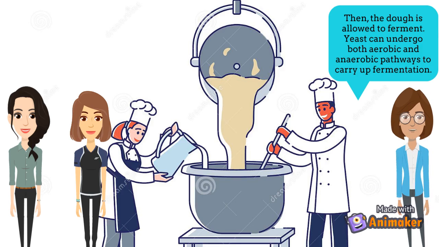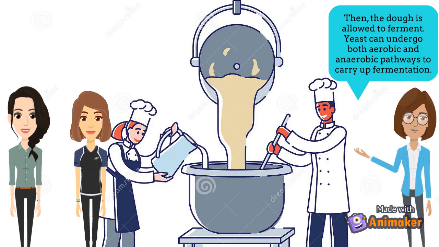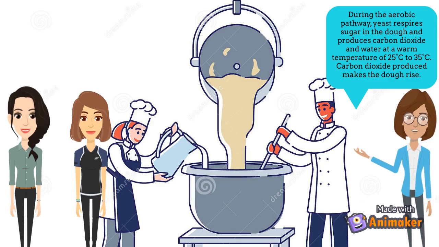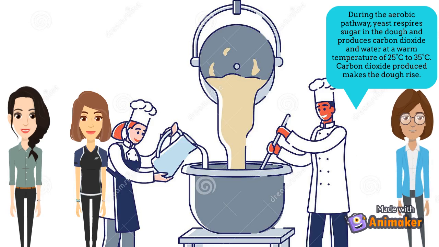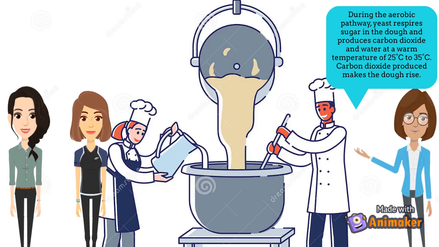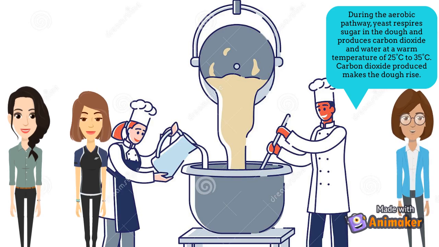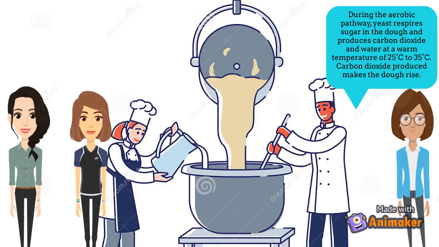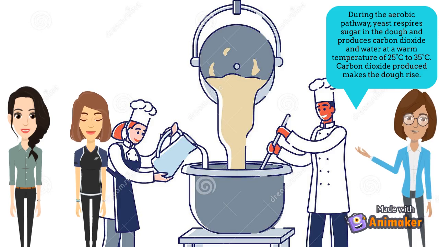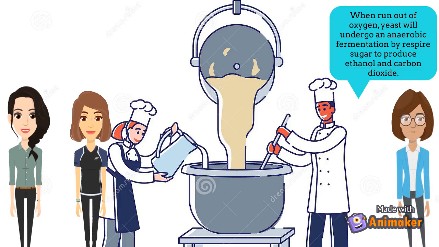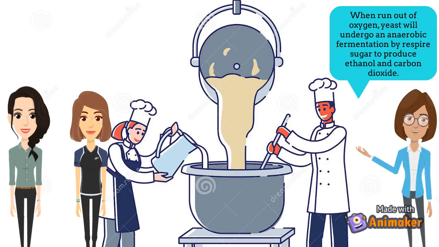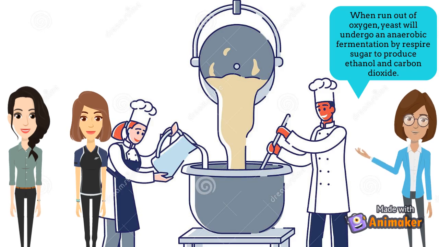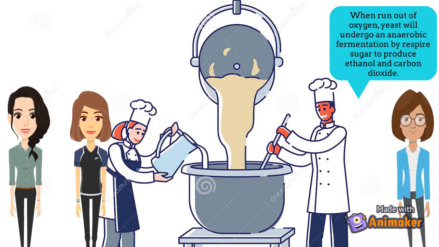Yeast can undergo both aerobic and anaerobic pathways to carry out fermentation. During the aerobic pathway, yeast respires sugar in the dough and produces carbon dioxide and water at a warm temperature of 25 degrees Celsius to 35 degrees Celsius. Carbon dioxide produced makes the dough rise. When it runs out of oxygen, yeast will undergo anaerobic fermentation by respiring sugar to produce ethanol and carbon dioxide.